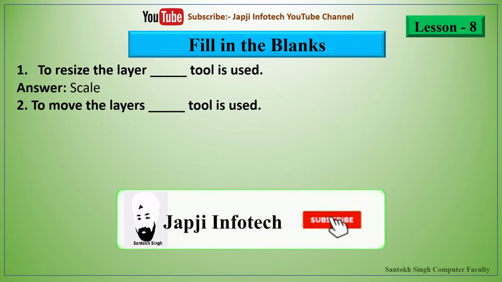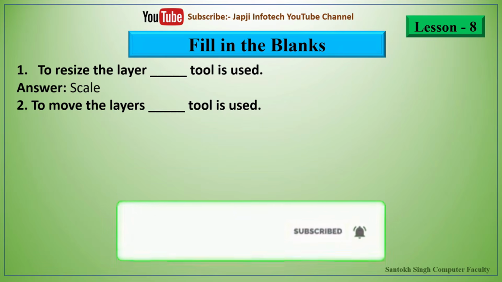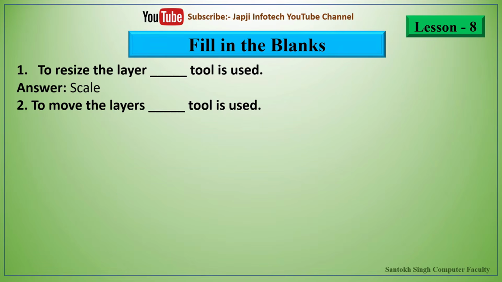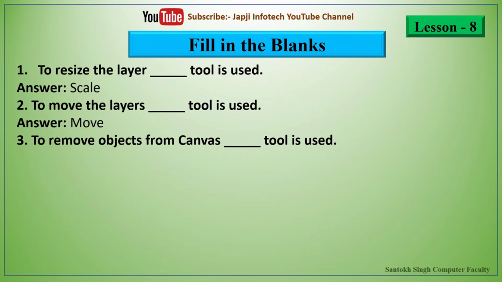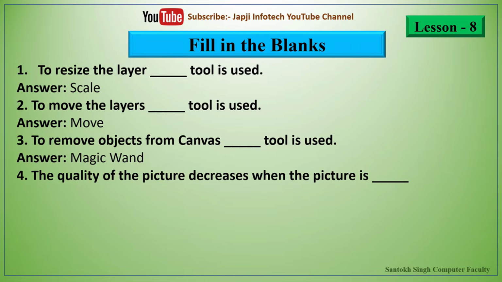Second one is to move the layer, dash tool is used, and the answer is to move the layer, move tool is used. And third one is to remove object from canvas, dash tool is used, and the answer is to remove object from canvas, magic wand tool is used. And the fourth one is the quality of the picture decreases when the picture is dash, and the answer is the quality of the picture decreases when the picture is scaled.